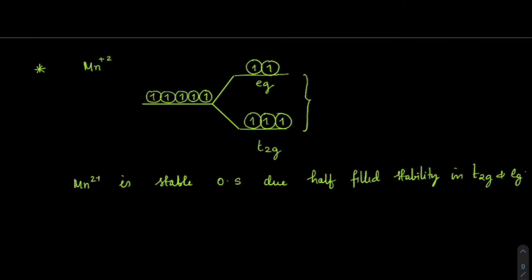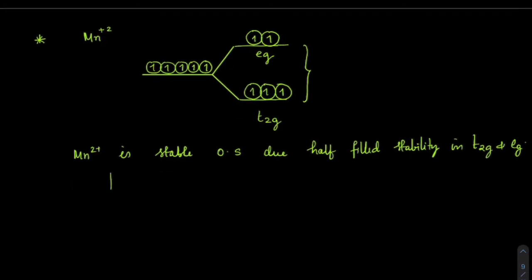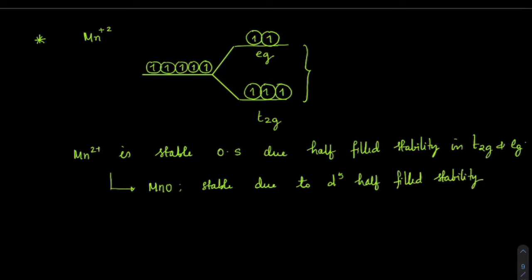Otherwise also, even if there are no complexes, like in the case of MnO for example, here also it is stable due to d5 half fill stability. Okay. So in both the cases, whether it is complex formation or a simple covalent molecule, in either of the cases it is stable. This is what we usually observe.